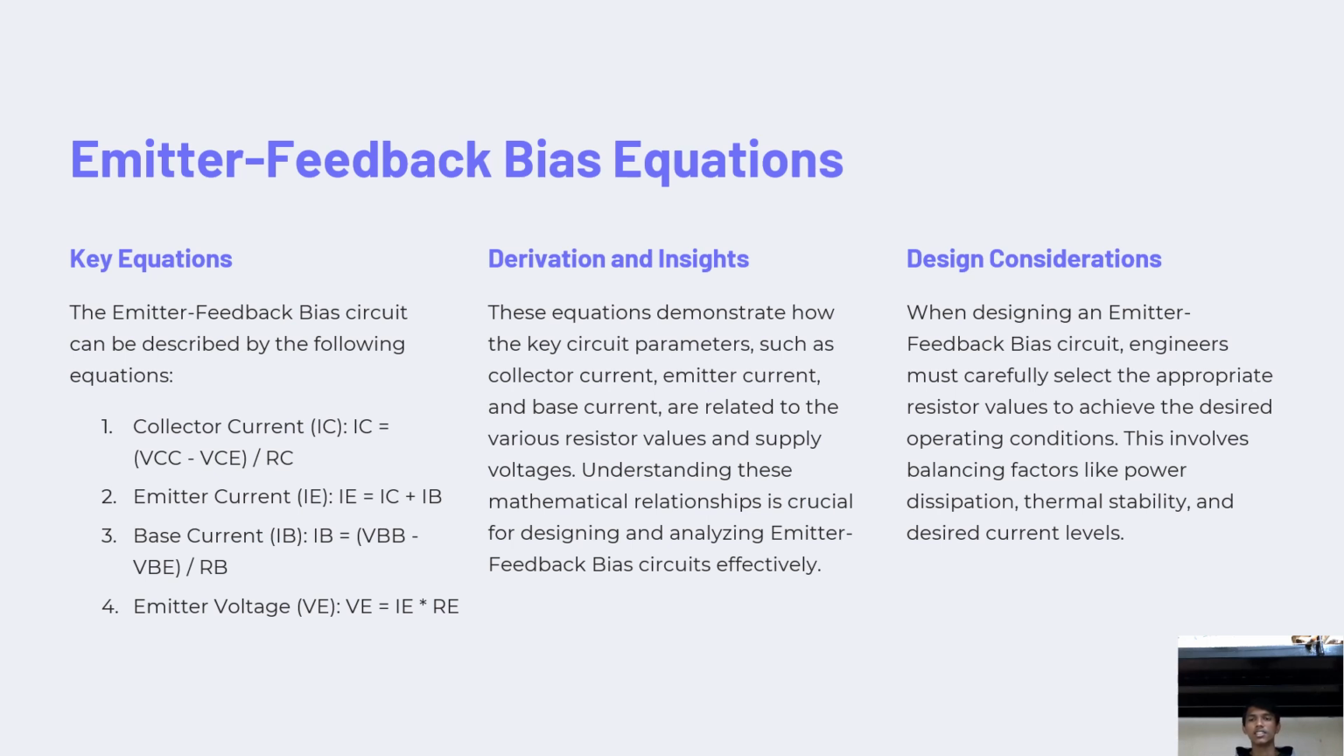Design considerations. When designing an emitter feedback bias circuit, engineers must carefully select the appropriate resistor values to achieve the desired operating conditions. This involves balancing factors like power dissipation, thermal stability, and desired current level.